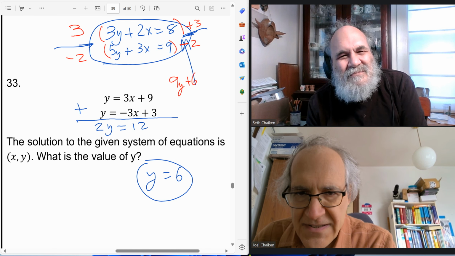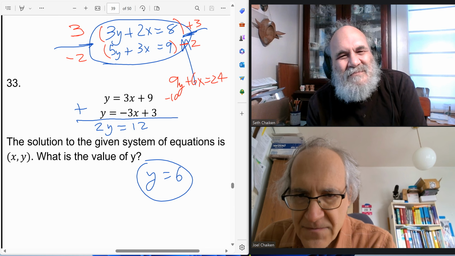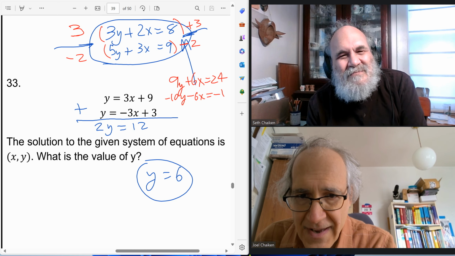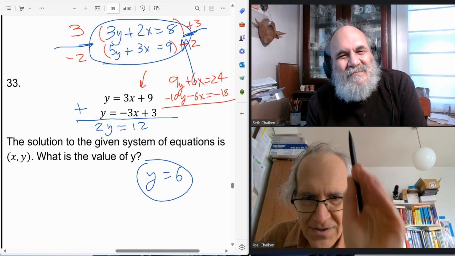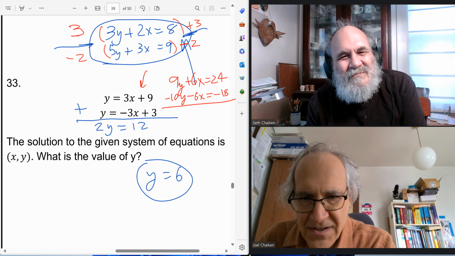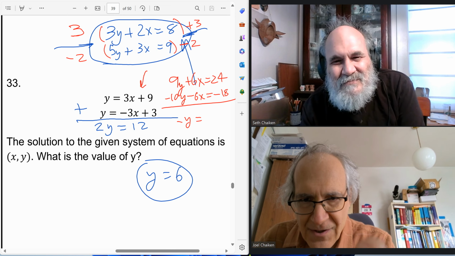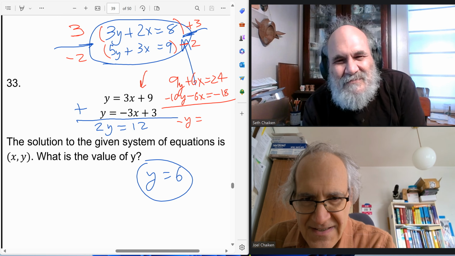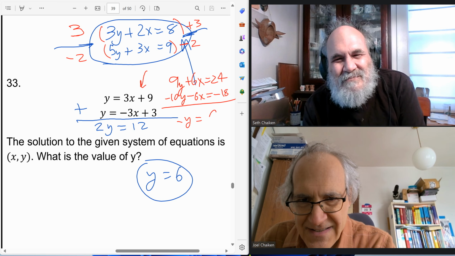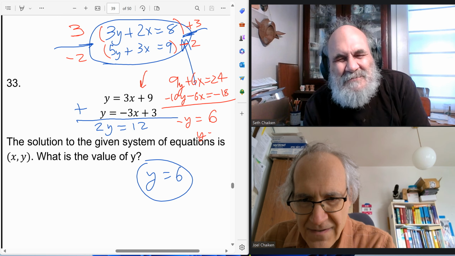9y plus 6x is equal to 24. Negative 10y minus 6x is equal to negative 18. And now it is just like this equation. You add, and you get negative y is equal to 6. So y is equal to 6.